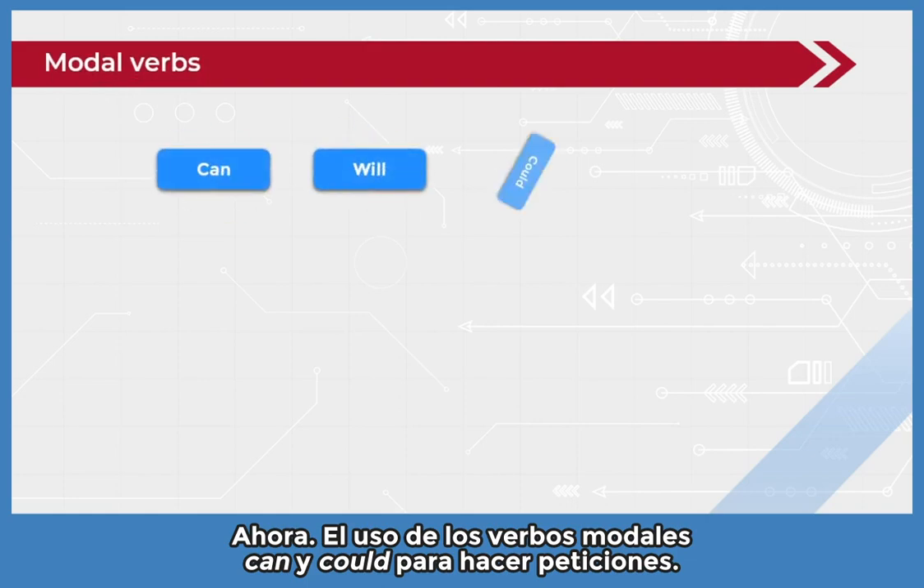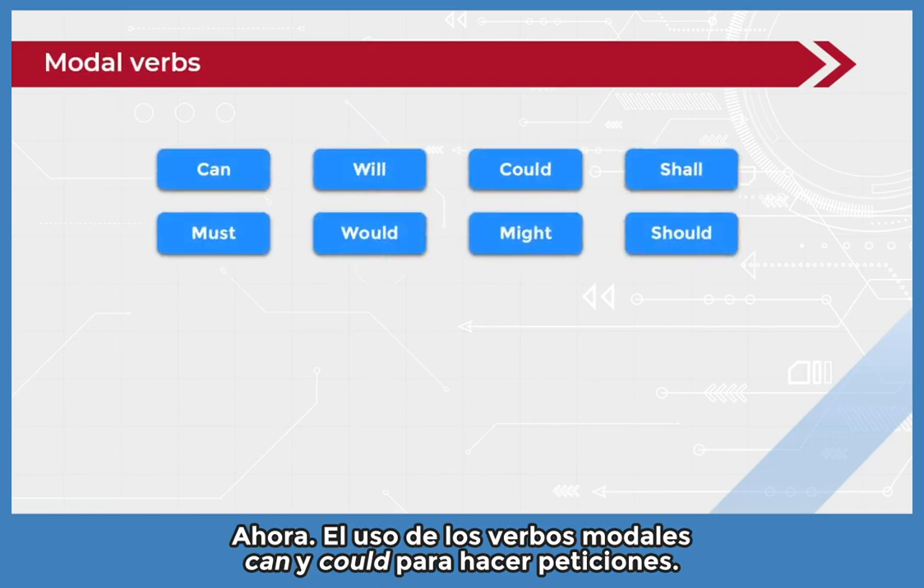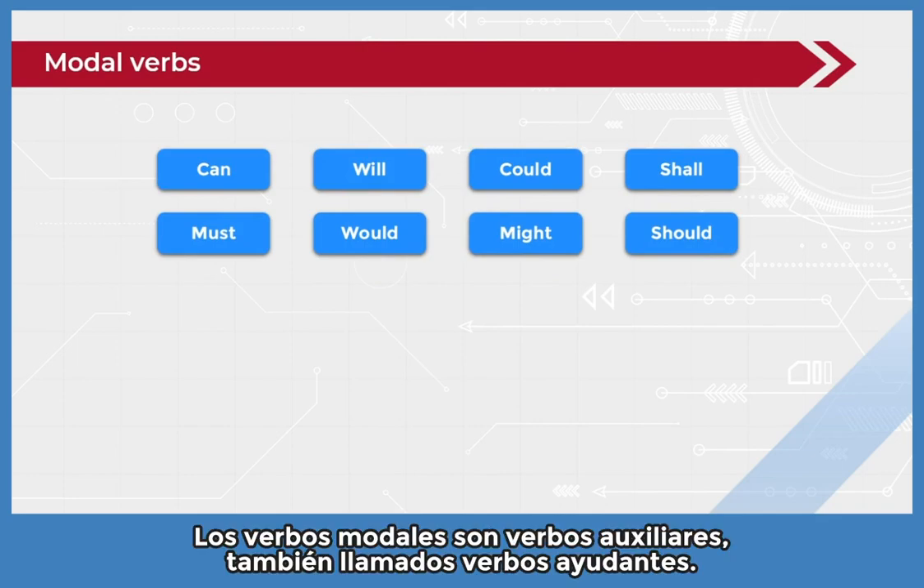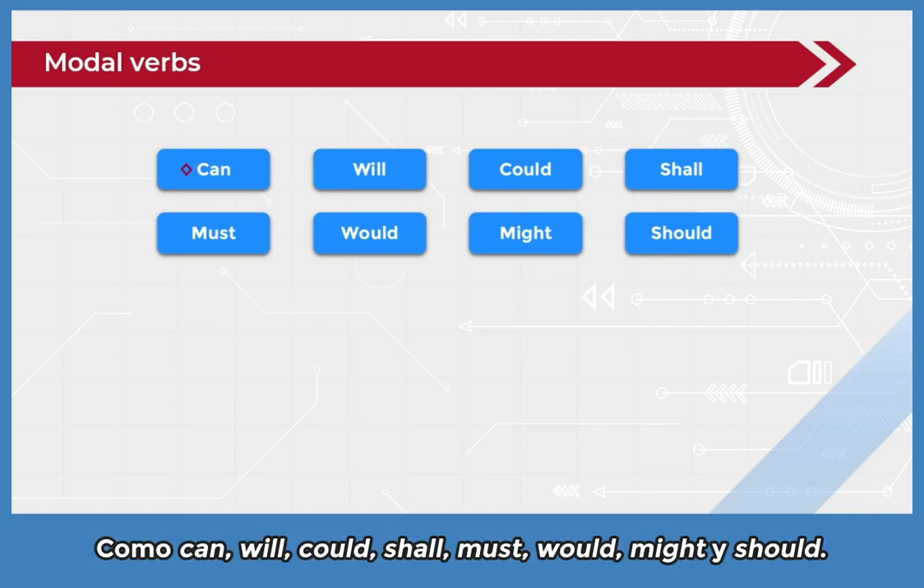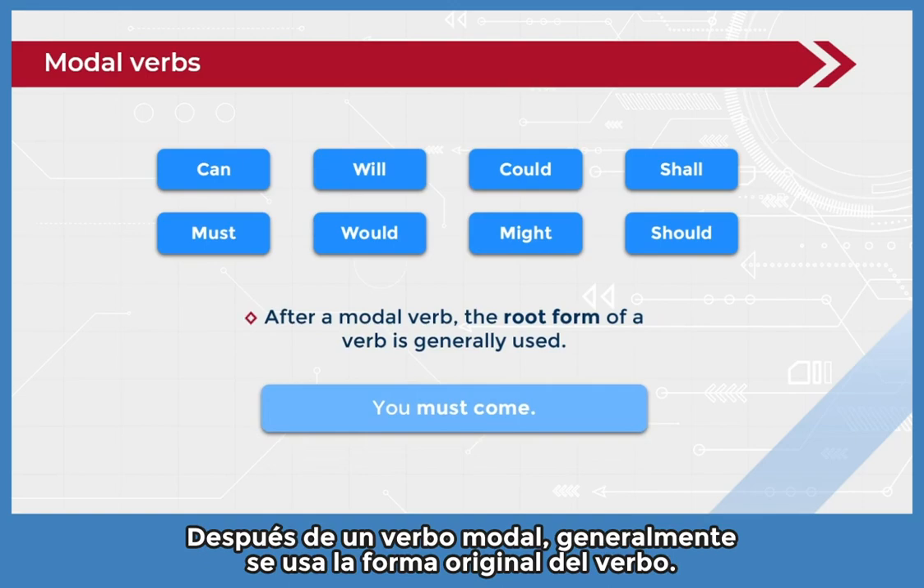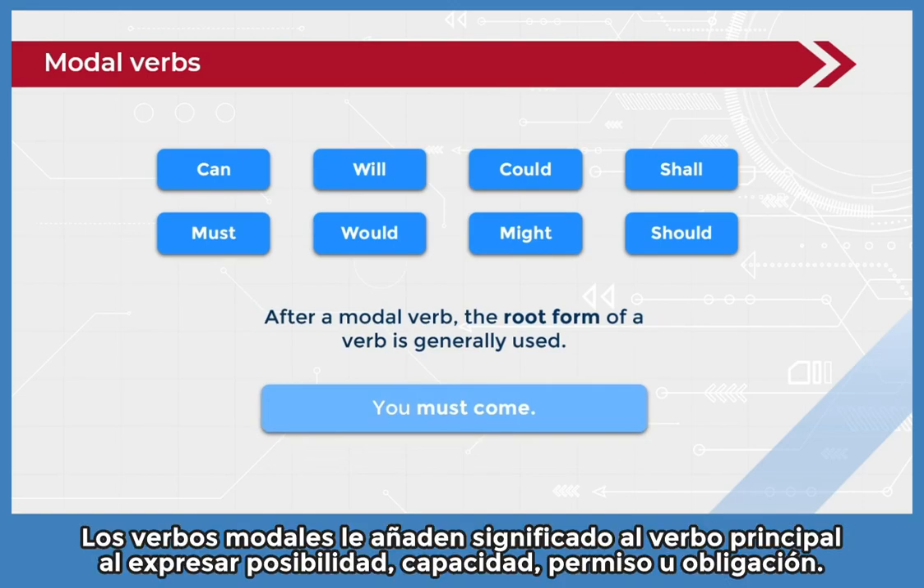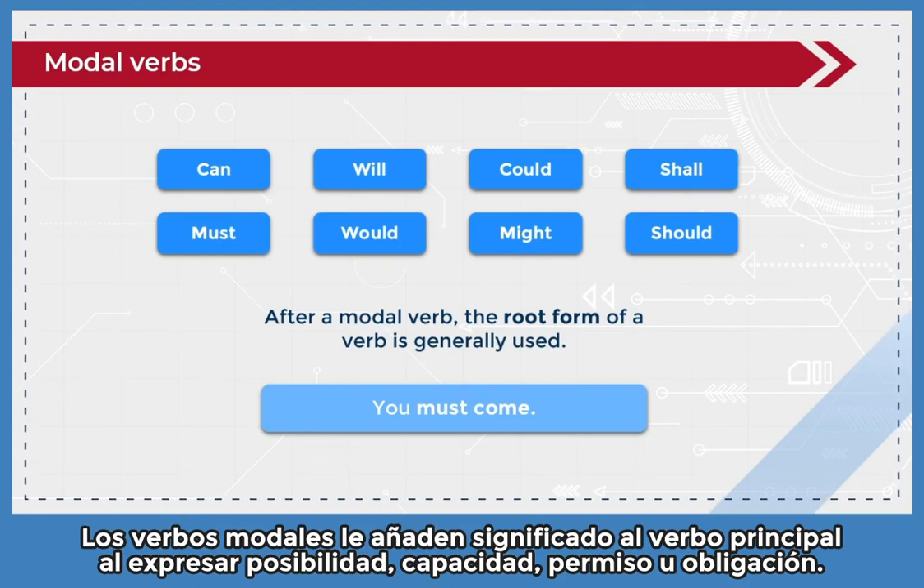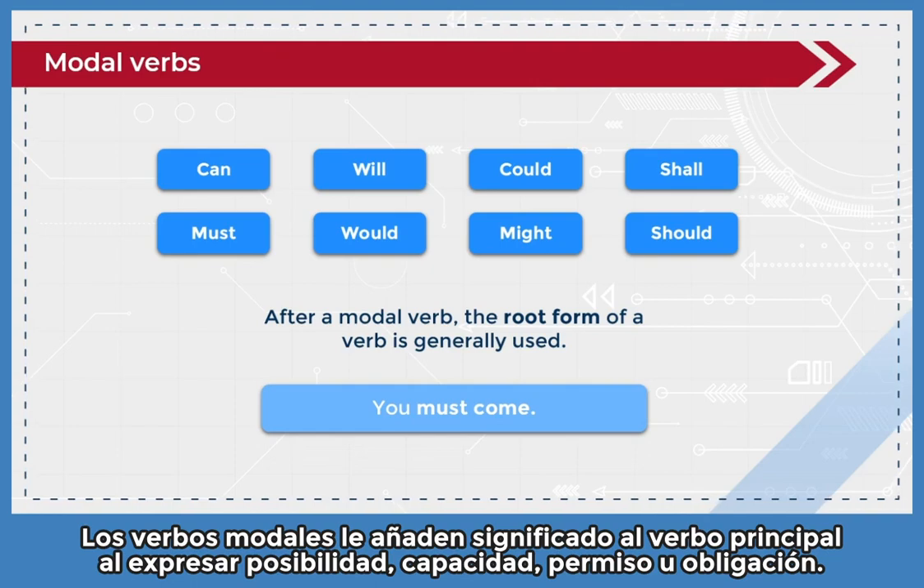Now, using modal verbs to make requests. Modal verbs are auxiliary verbs, also called helping verbs, like can, will, could, shall, must, would, might, and should. After a modal verb, the root form of a verb is generally used. Modal verbs add meaning to the main verb in a sentence by expressing possibility, ability, permission, or obligation.